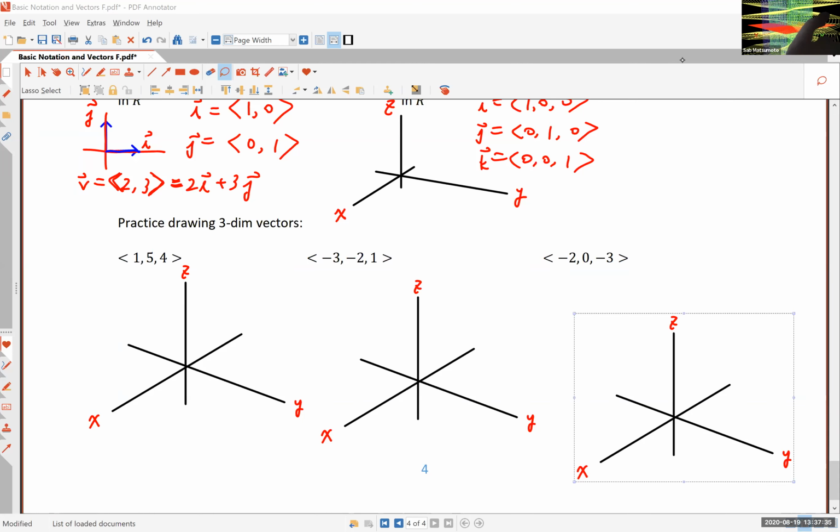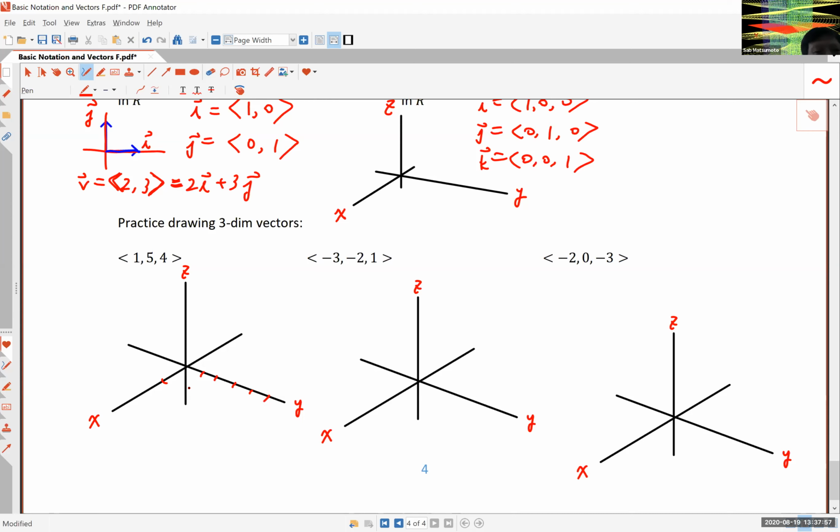All right, so let's practice how to sketch these. The first vector is 1, 5, 4. So where is that? You can take 1 unit to the right, in the x direction, and then 1, 2, 3, 4, 5. And try to draw a bunch of parallelograms.